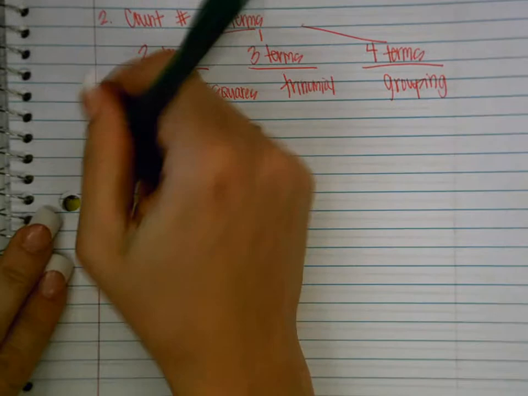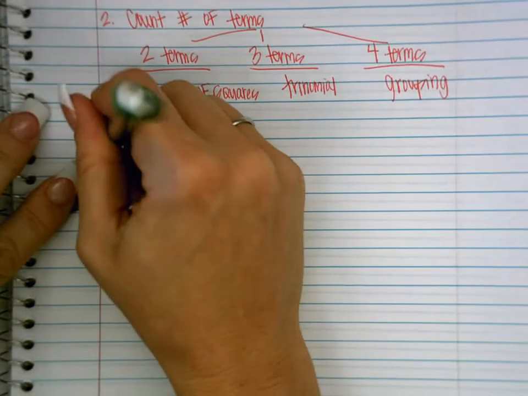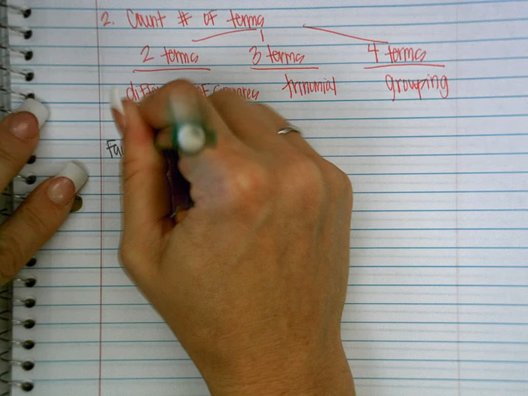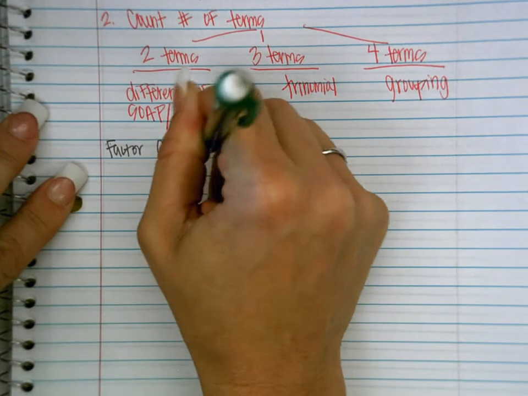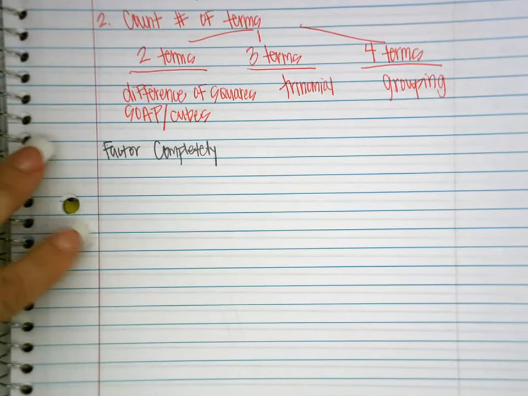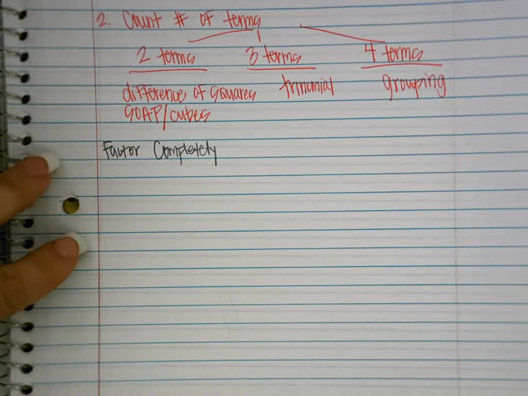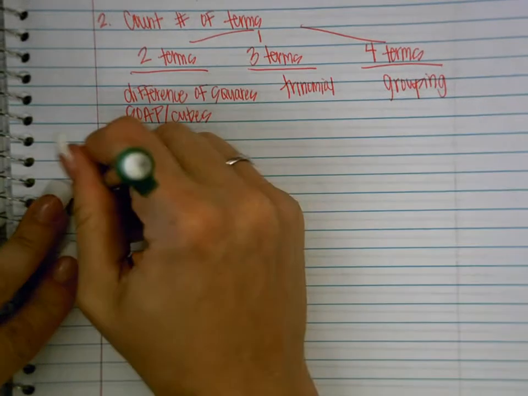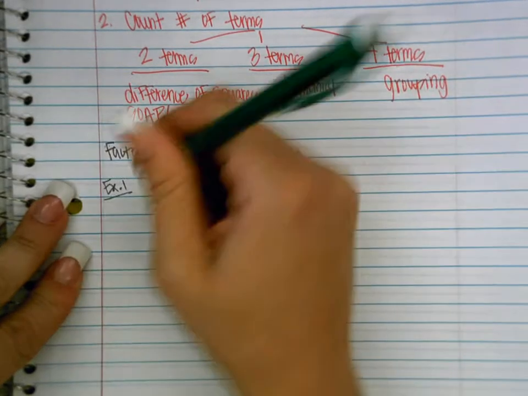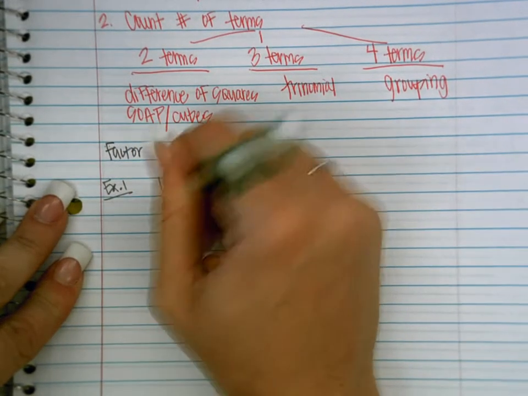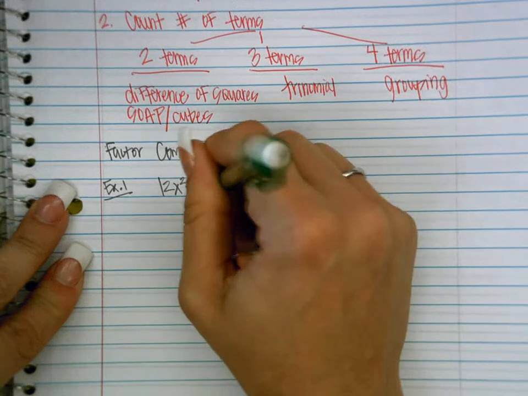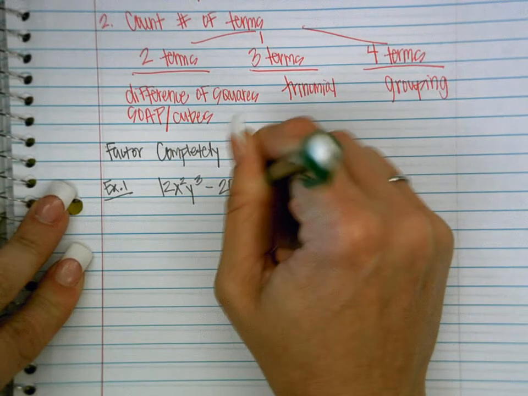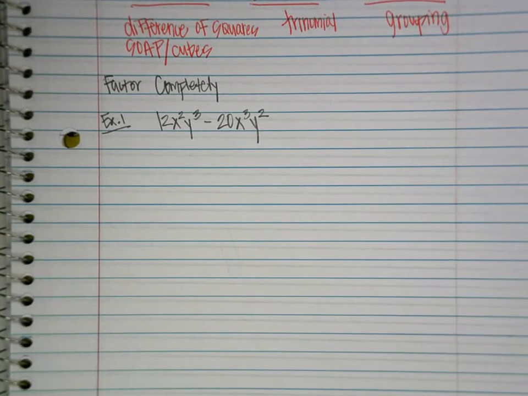To start with, your instructions are always going to say factor completely. A lot of times that means that you will have to factor more than once. It could be factoring 2 or 3 times even. So, factor completely. For example, number 1: factor completely 12x squared y cubed minus 20x cubed y squared.